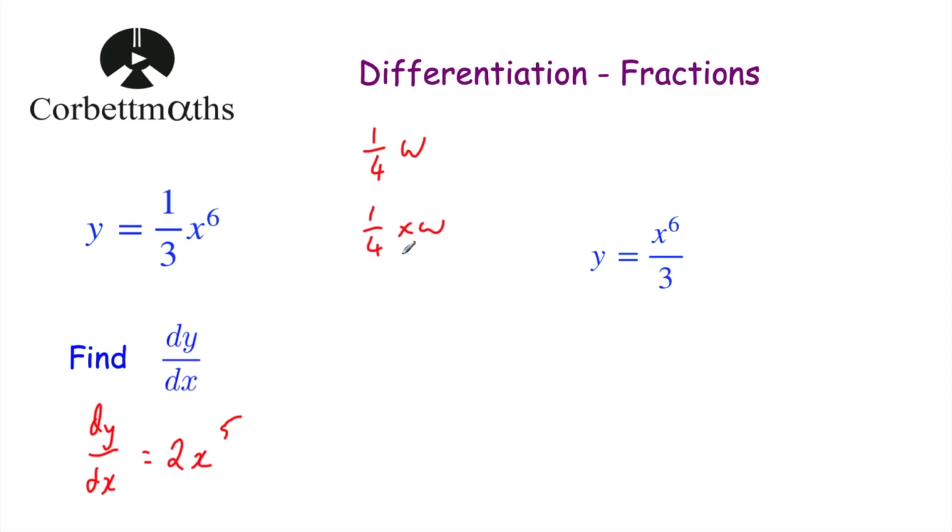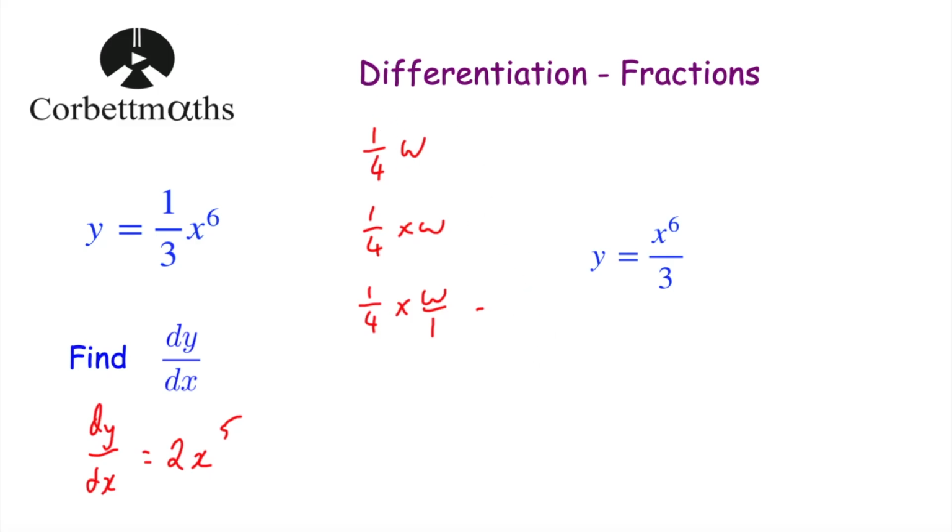And then w is the same as w over 1, so we've got a quarter times w over 1. And then if we times the numerators together and the denominators together, what do we get? Well, 1 times w is w, and 4 times 1 is equal to 4. So a quarter w is the same as w over 4. So those two are equivalent to each other. So quarter w and w over 4, they're equivalent to each other.